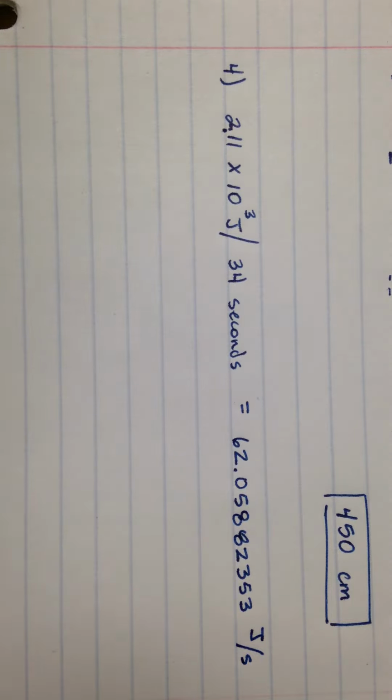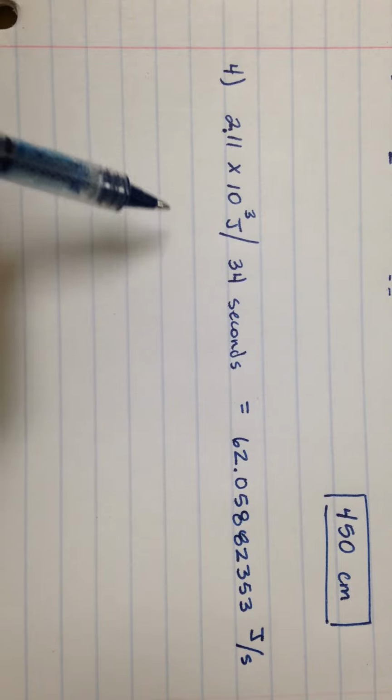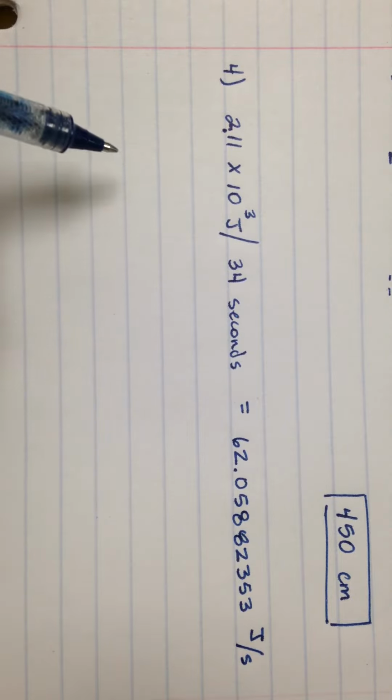Now that is a whole lot of digits, right? We definitely need to round for significant figures. So I'm going to again round to the same number of significant figures as the measured value with the least number of significant figures, because I'm dividing. And that's what we do whenever we multiply or divide.